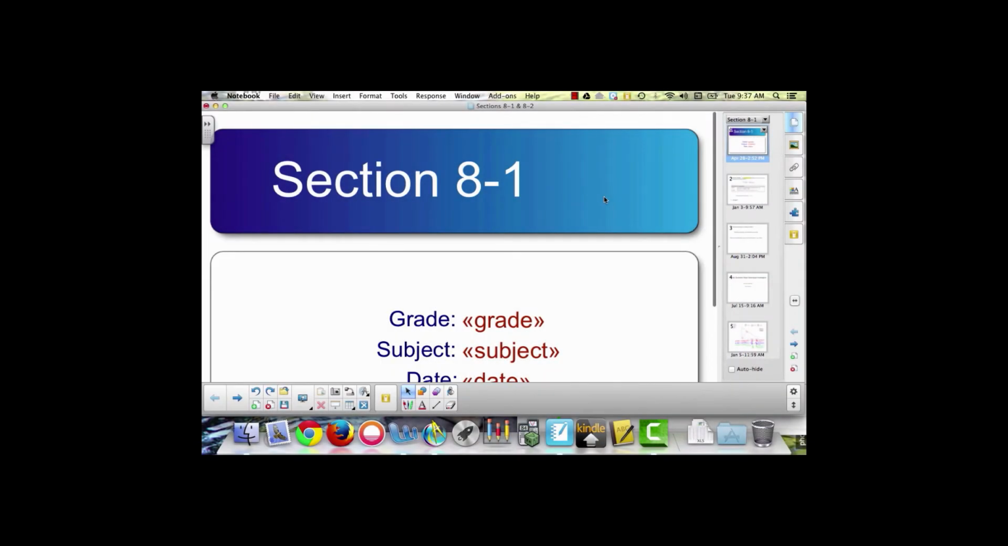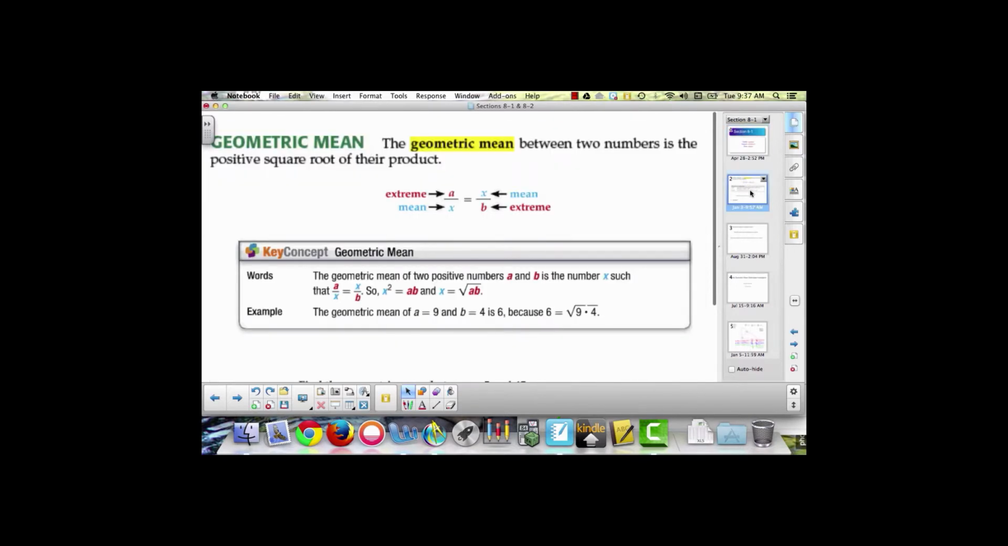Today we're going to do sections 8.1 and 8.2 in your book. We're going to start with something called geometric mean. When you have a geometric mean, you can make a proportion like this with a over x equals x over b. x is the geometric mean between a and b.